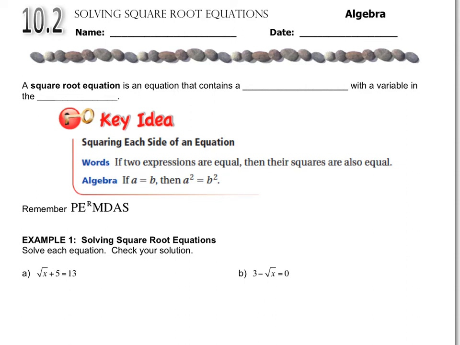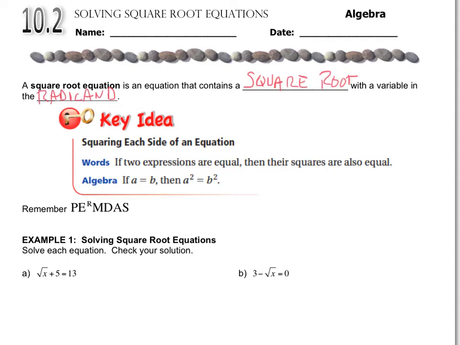Today we're going to talk about solving square root equations. We were talking about graphing square root functions in our last section. Now we're going to be solving square root equations. So a square root equation is an equation that contains a square root with a variable in the radicand.